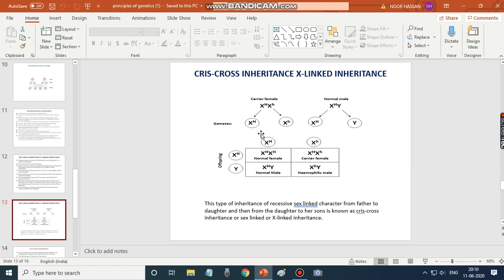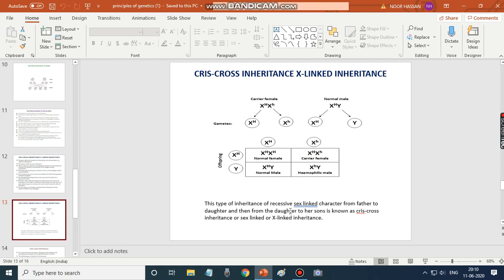So these are the gametes: X capital H, X small h, these two. Here, X capital H and Y. So this is the Punnett square, or Punnett table. This shows X capital H, X capital H, so this is a normal female, and this is X capital H, X small h, so this is a carrier female. Here it is X capital H, Y, a normal male, and X small h, Y, a hemophilic male.